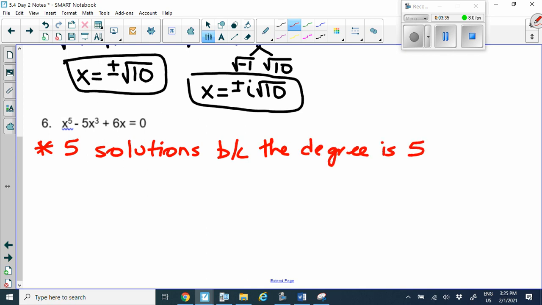Okay, now let's see if these 3 terms have anything in common we can take out. Notice that they have an x. So I'm going to go ahead and take an x out. And when I do that, I'm left with x to the 4th minus 5x squared plus 6. Now remember, we did some factoring about this. This is similar to when we factored a quadratic.